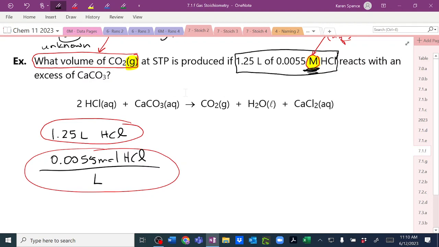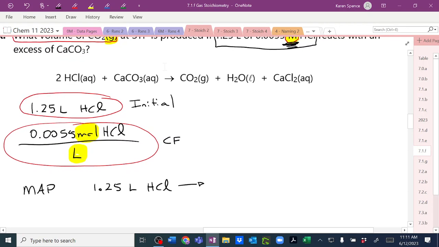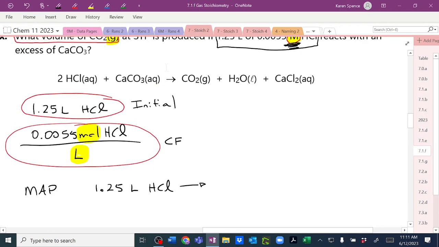1.25 liters, initial or conversion factor? That's our initial quantity, because the conversion factor has 2 units that allow you to convert. Okay, this is our conversion factor. So we are going to be starting with, here's our map, 1.25 liters of HCl. And eventually we want to end up with liters of CO2 gas.